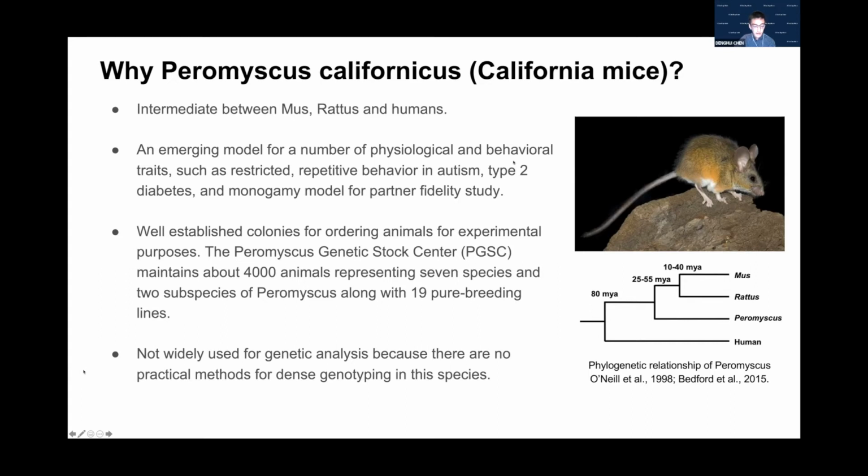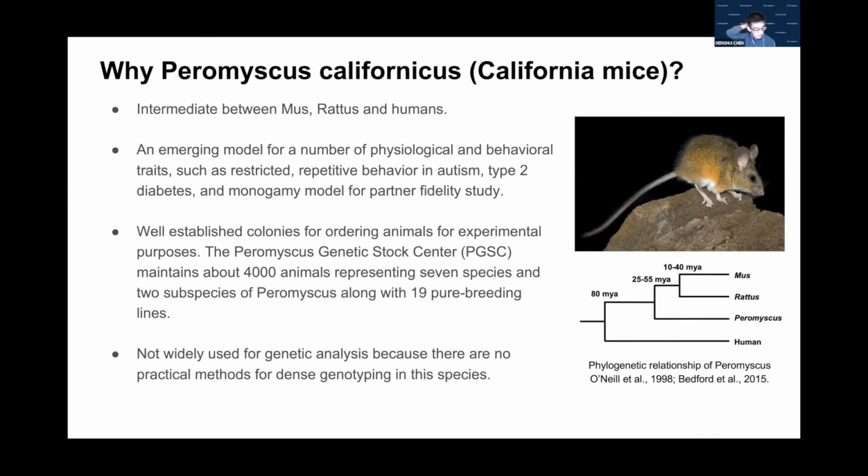behavior traits. For example, it is widely used for behavior studies, especially in autism. It is also a really good model for type 2 diabetes, because they are monogamous, and it's also a really good model for partner fertility studies. Third of all, it has many well-established colonies for experimental purposes, such as the PGSC.